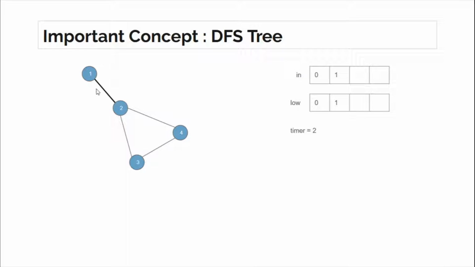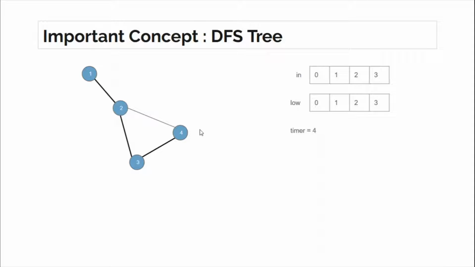We would not do anything for 1 because it is its parent, and now we would go to 3, and since we reach 3, we would initialize the in and low time of 3 to be 2 and increment the timer. In the adjacency list of 3 there are 2 and 4. We would make a DFS call to node 4. As soon as we reach node 4, we would initialize the in and low time of node 4 to be 3, and we would increment the timer.